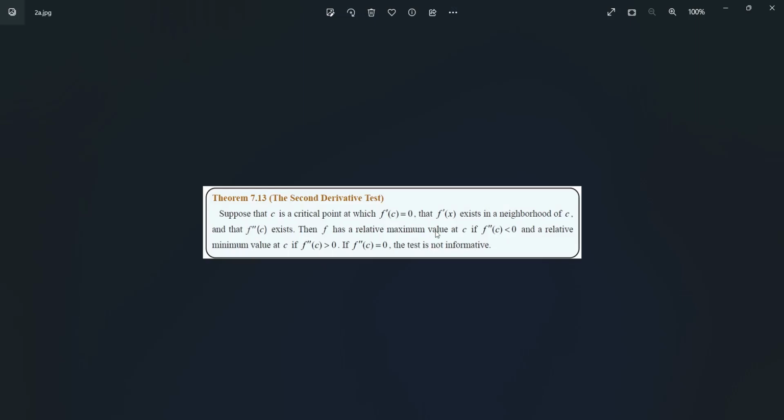So f double dash c less than 0 means it's a convex curve, so we get the maximum value. And when f double dash c is greater than 0, it's a concave up curve, so we get a minimum value.